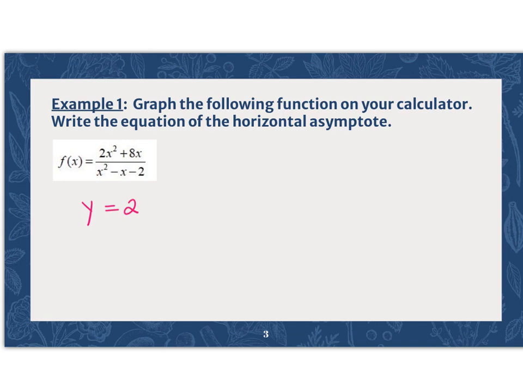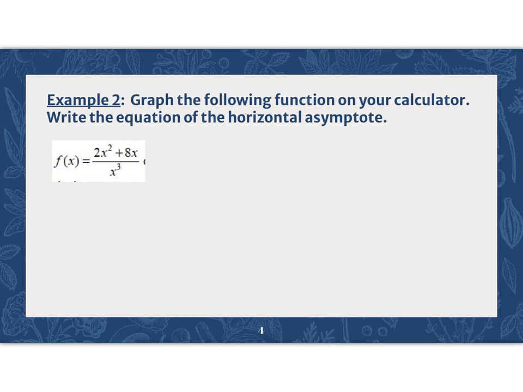Example 1, what was true about the degree of the top? The degree is 2, and on the bottom, the degree is 2. So they have the same degree, and we got y equals 2. Well, my leading coefficient of my top is 2, and my leading coefficient of my bottom is 1, and 2 over 1 is 2. All right, so now let's graph this one.